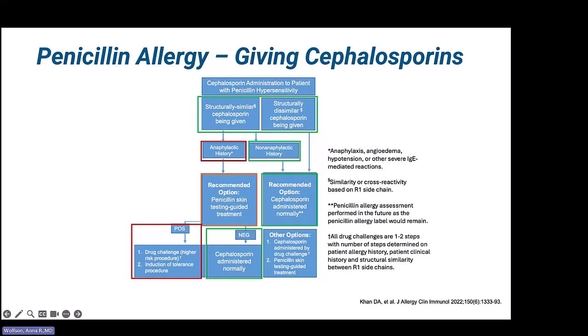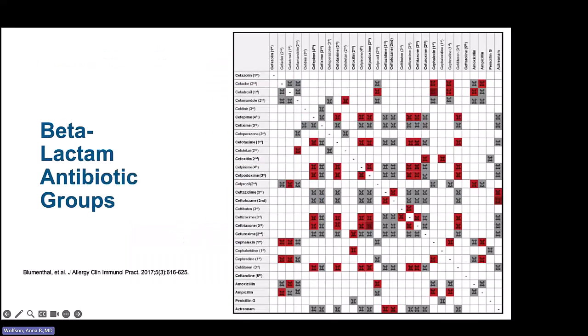But if you're over here and the patient has either a structurally dissimilar cephalosporin being given, or a structurally similar cephalosporin being given but the history is non-anaphylactic for the penicillin allergy, then you can go ahead and give the cephalosporin. You could do a drug challenge, but you truly can just give it if you want to, based on the guidelines. And again, if the skin testing was negative, then you can go ahead and give your cephalosporin. I know the table is a little bit confusing, but what it says is what we would think it should say.